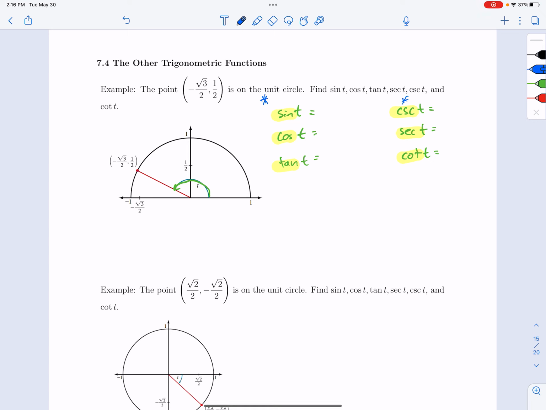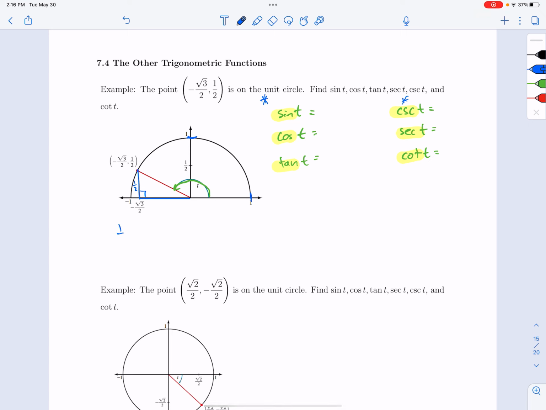So looking at this diagram, if we think about this as a right triangle, those coordinates, negative root 3 over 2, that's the x-coordinate. So that's this horizontal length of the right triangle. And then 1/2, I could label the vertical side of that right triangle. And I can verify this is a unit circle because I have 1 as the radius here.